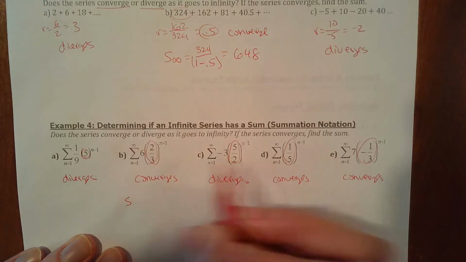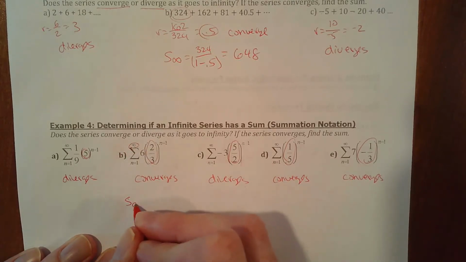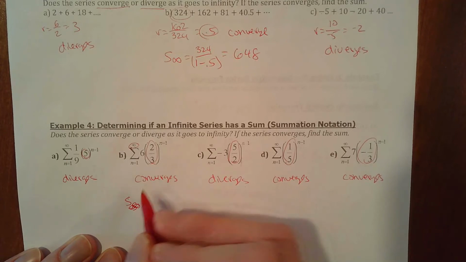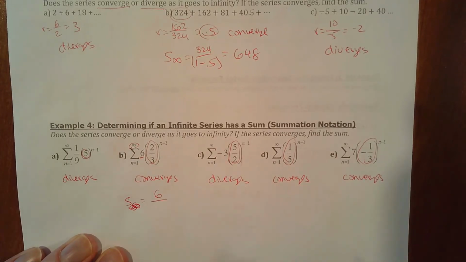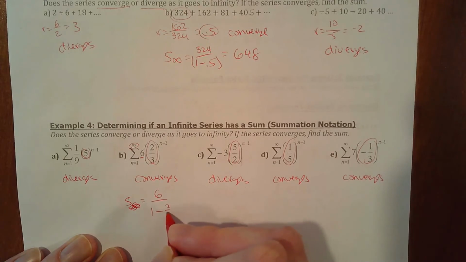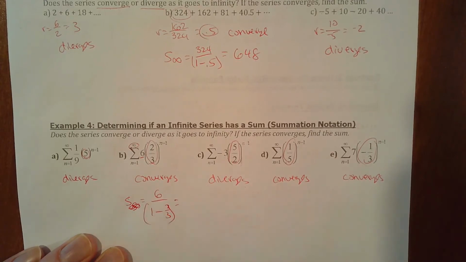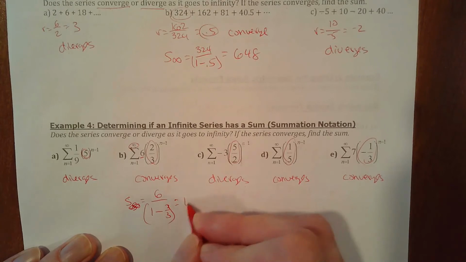Again, these all say to infinity. So to infinity is a sub 1 over 1 minus r. Remember that number out front is your a sub 1. If you're going to put it in the calculator, make sure you put it in parentheses. You get 18.